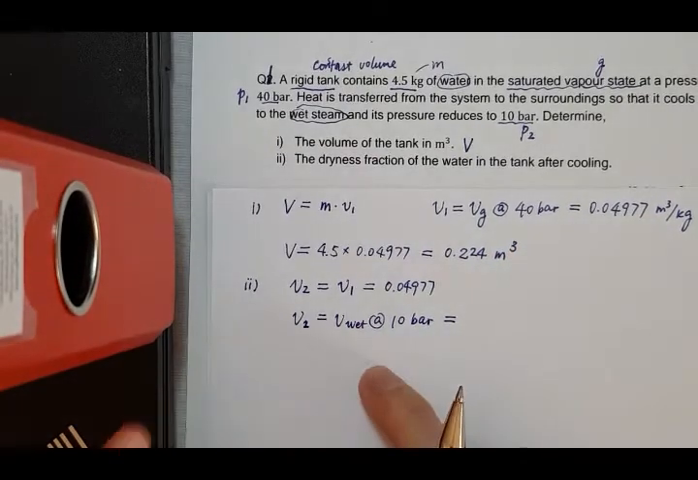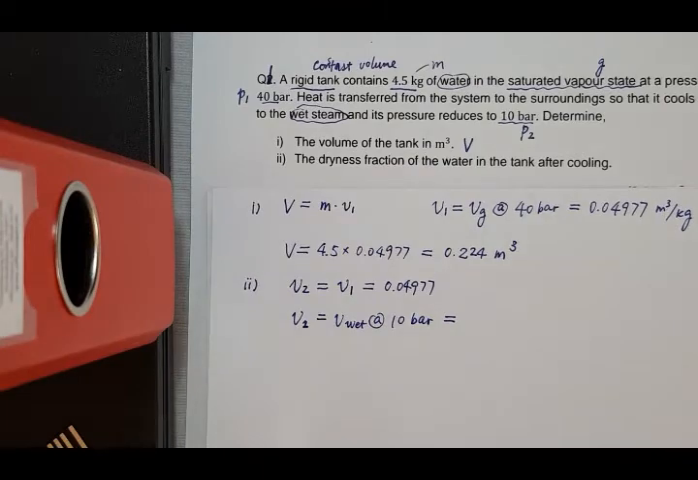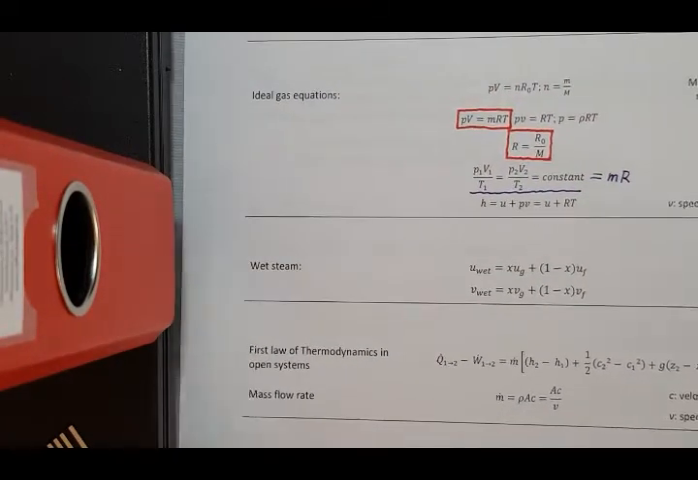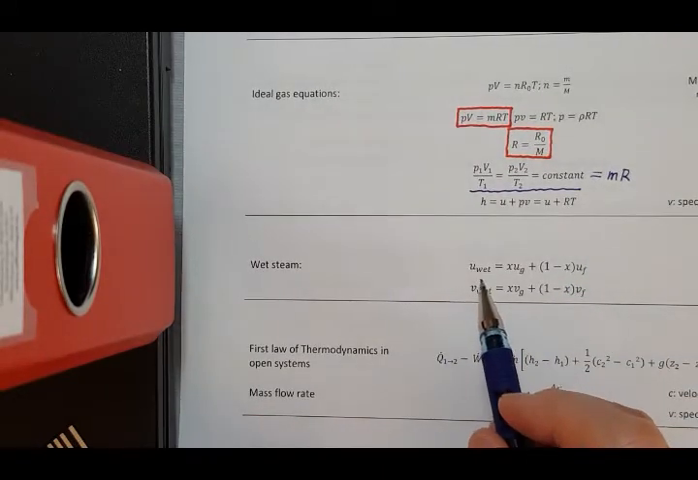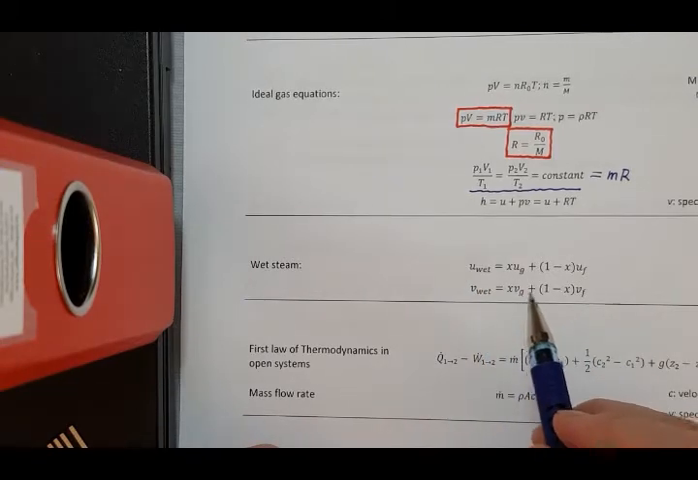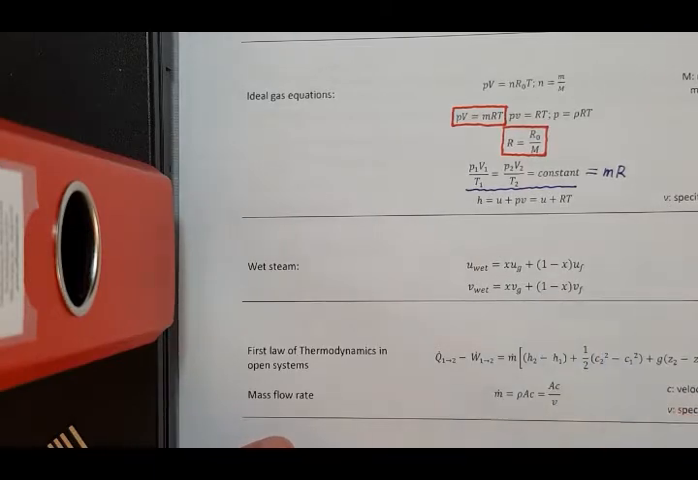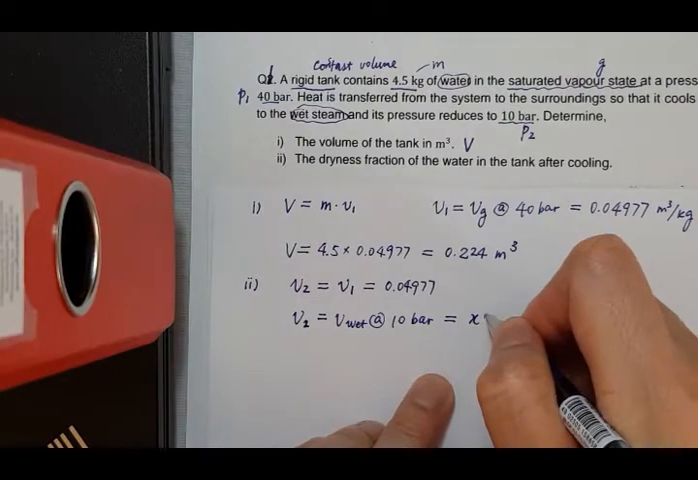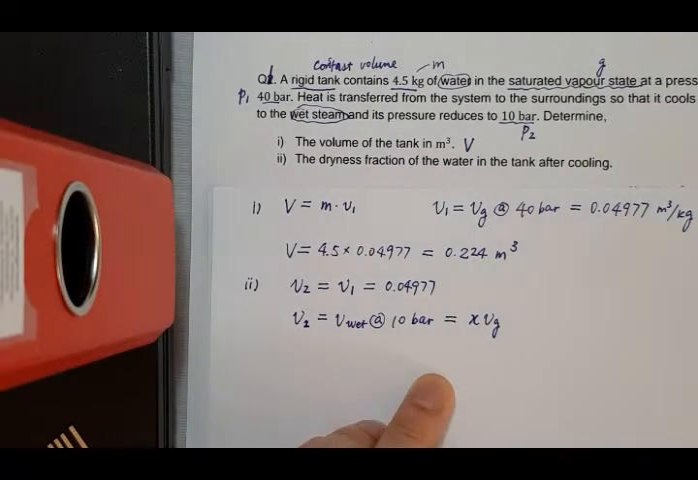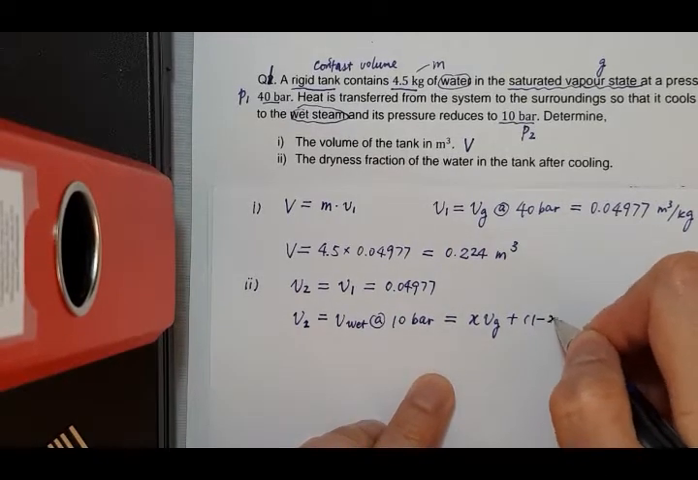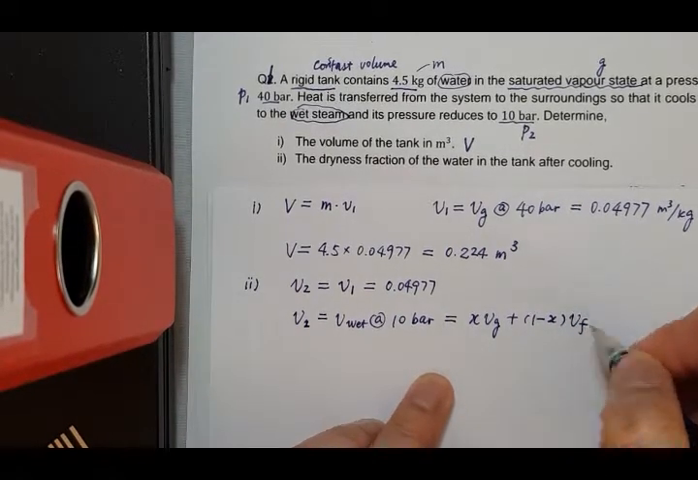Okay, so we need the equation to calculate V wet. In the formula sheet here, we have a couple of equations. It shows how we're going to calculate U, and V for the wet vapor also has a very similar form. So if I'm going to use that as V wet, we have X Vg plus (1 subtract X) Vf.